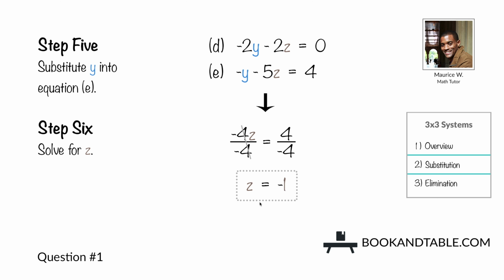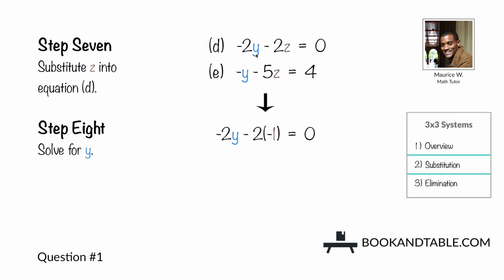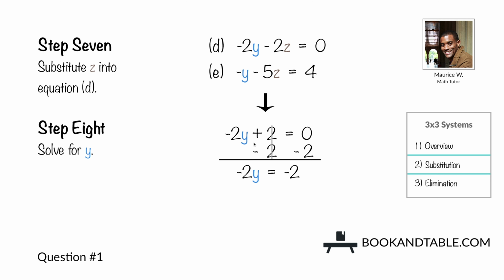So now that we've solved for z, step 7, substitute z into equation D here, and then step 8, solve for y. So that gives us -2y minus 2 times -1 is equal to 0. -2 times -1 is positive 2. So now we'll subtract 2 from both sides, giving us -2y is equal to 0 minus 2, which is -2. And to remove this coefficient of -2, we'll divide both sides by -2, showing us y is equal to -2 divided by -2, which is +1.